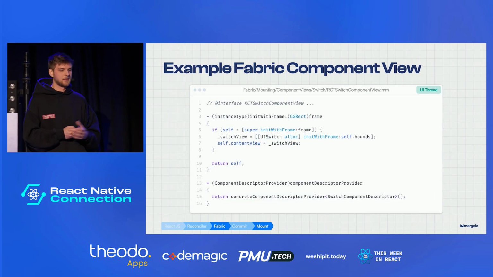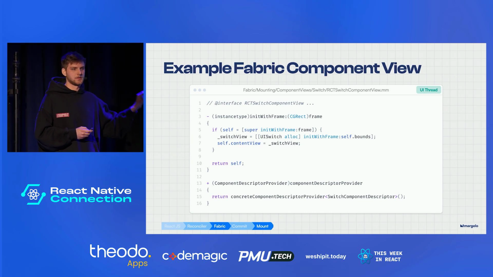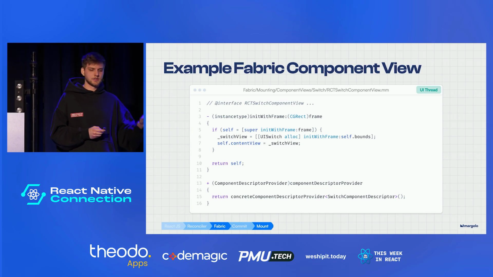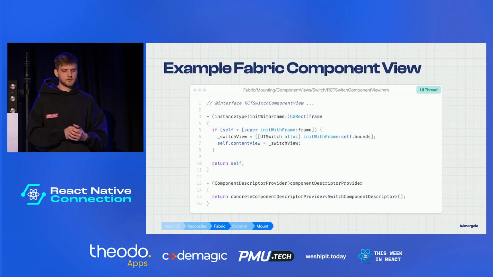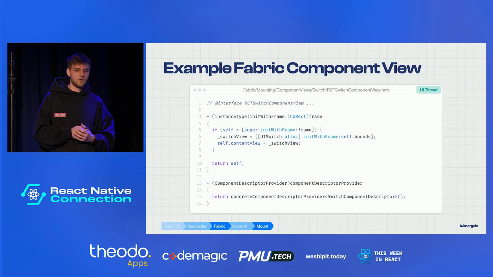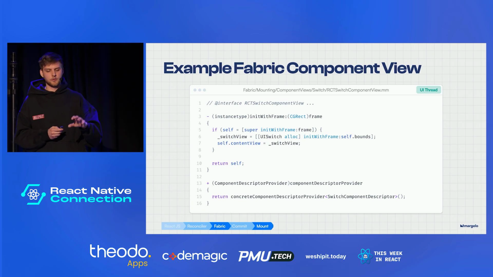And then you can see that in the init method, we are creating this UI switch view, which is the actual native view that we want to render to the screen, and set it to the content view of our Fabric view component. Now, the second part to that is that the view registry needs to know how to map which component view to which shadow node.